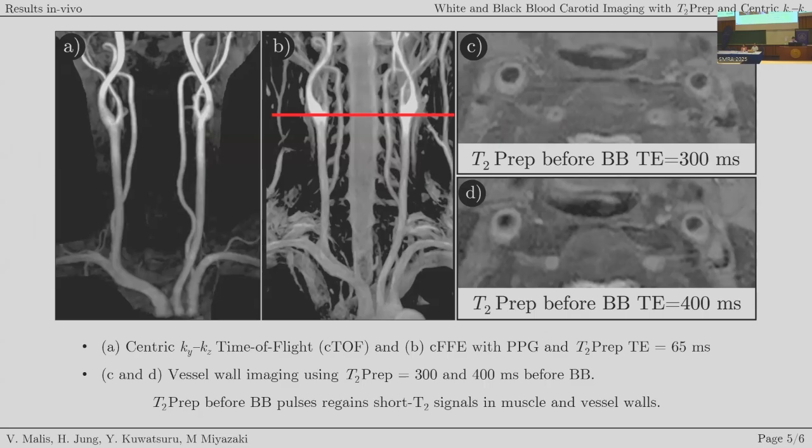So in vivo results here, starting from the left in A, the centric KY-KZ time of flight, and in B, the centric fast field echo with the peripheral gain, and we used here the T2Prep module with effective TE of 65 milliseconds. In C and D, the black blood images, those were acquired with the T2Prep placed before black blood double inversion with the effective TE here of 300 on the top in C and 400 at the bottom in D.